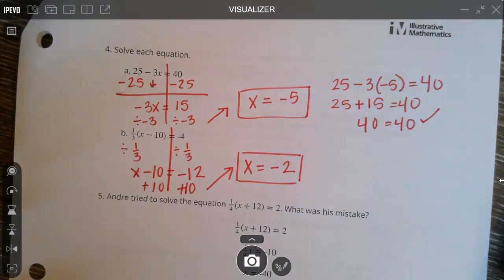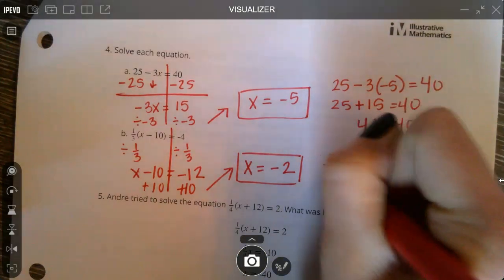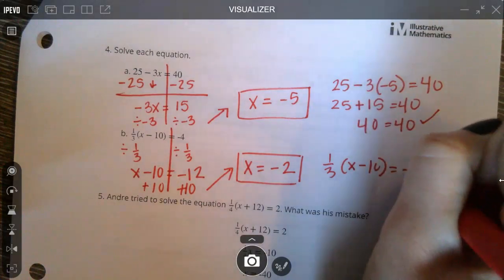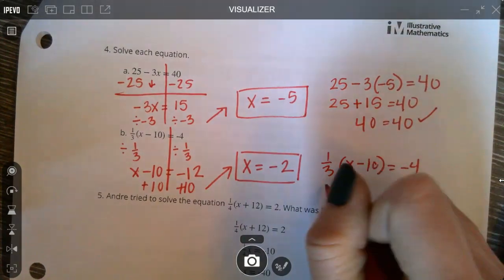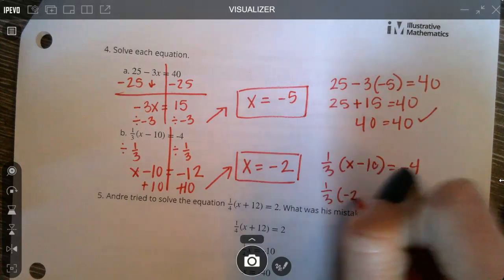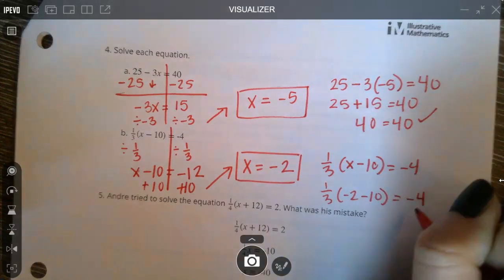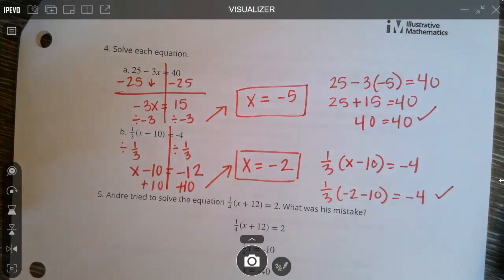Again, can check my answer by plugging that in. 1/3 x minus 10 equals negative 4. X is now negative 2. 1/3 times negative 2 minus 10. 1/3 times a negative 12. Yep, it is negative 4. Let me know if you have any questions.